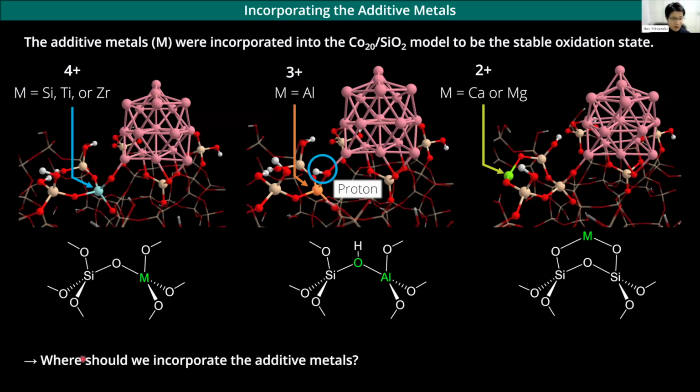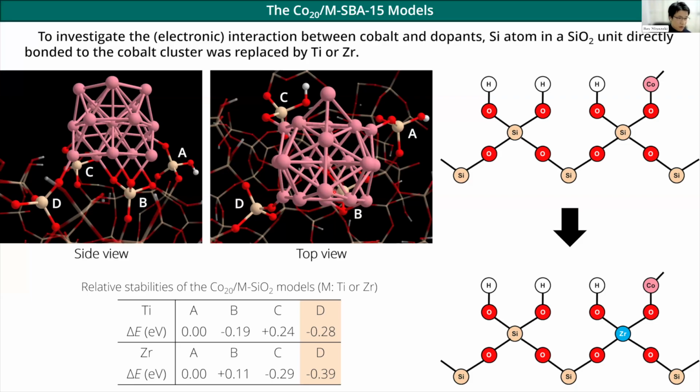Then the remaining question is, where should we incorporate the additive metals onto the silica support? And again, this cobalt-20 cluster directly interacts with the 4 SiO4 units at the interface site. Then I simply replace those silicon atoms by titanium and zirconium, and then compare the stability. Here, this is a result. I replaced the A, B, C, D silicon by titanium and zirconium, and then calculated the relative stability. Based on this calculation, replacing this D site is the most stable one for titanium and zirconium.